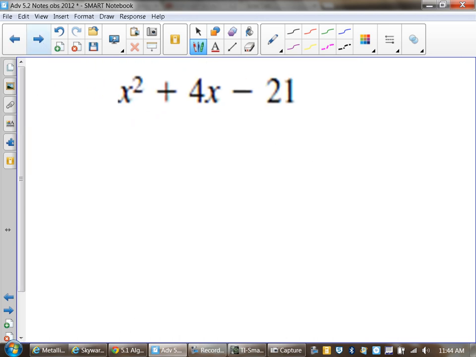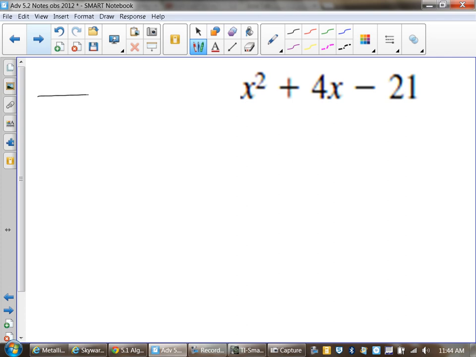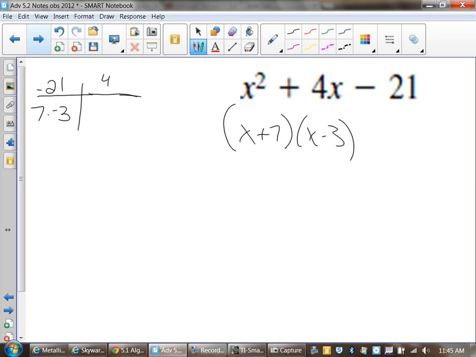Again, same idea. What times what is negative 21 that adds together to give me a positive 4? Let me check my charts. 7 and negative 3. Good. So when you factor that out, you're left with the terms x plus 7, x minus 3. And that's the factored form.